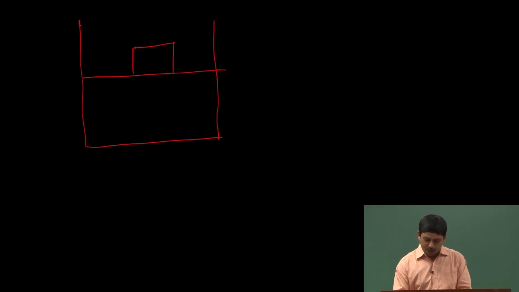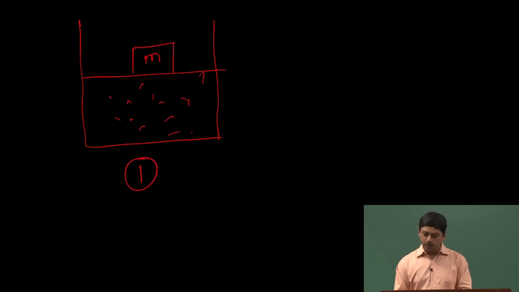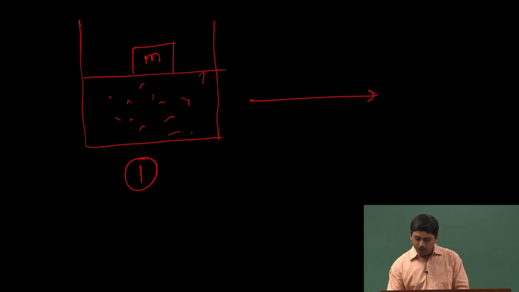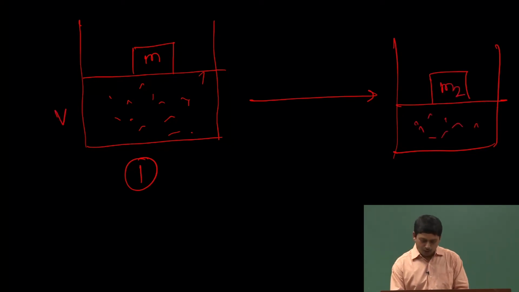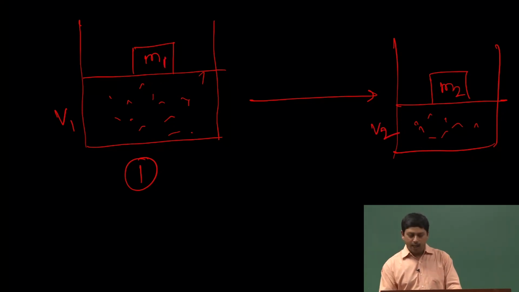Let us say I start with a mass m1, and the system we call that state 1, okay, and I am going to a state where the mass is, let us say, m2. Here the volume was V1, here the volume is V2. Okay. I can say mass M1, V1, and M2, V2. So that means our P1 is M1G and our P2 is M2G. Okay.